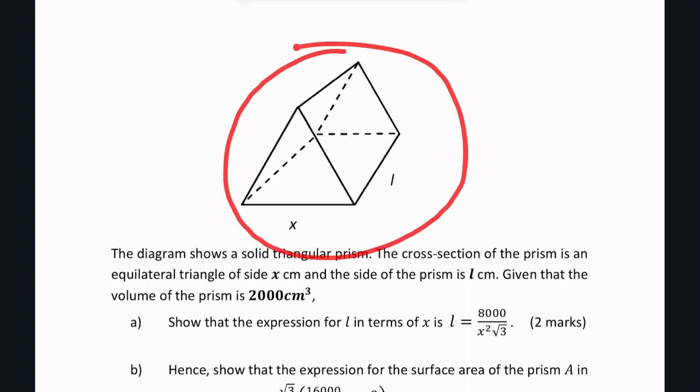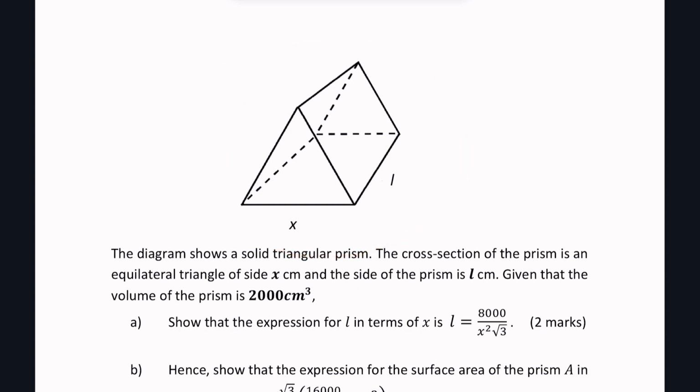In this question, we're given a geometrical shape. In this case, it's a prism. And we're told a few things about it. We're told that it has an equilateral triangle. That means that these sides are all equal. And it has a length of L.